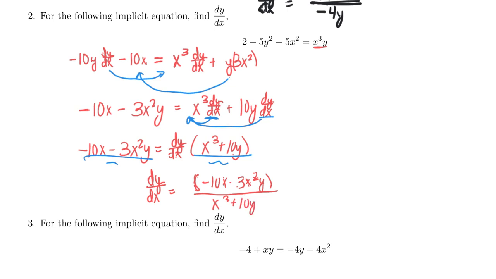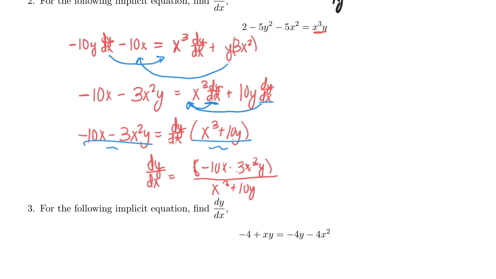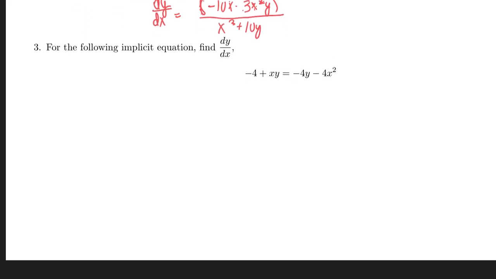Last one, same thing. Again, just being careful whenever you have x times y. So the derivative of negative 4 is 0, so it goes away. All right, keep x. The derivative of y is dy dx. All right, plus keep y. Derivative of x is 1. That's the whole left-hand side, doing the product rule. Right-hand side, minus 4 dy dx minus 8x. I get the dy dx's on the same side.